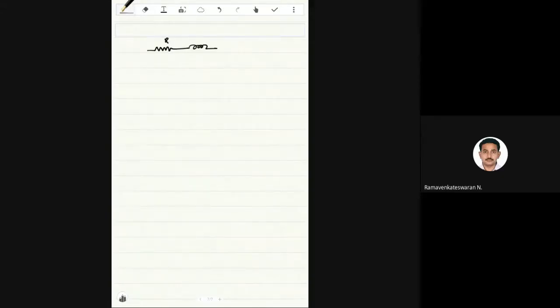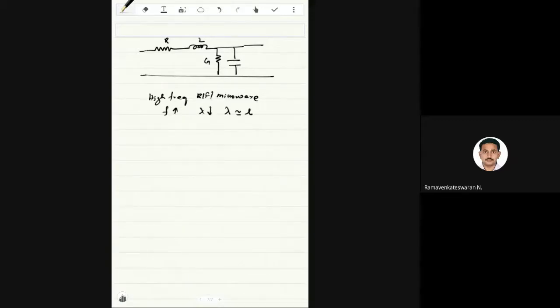There is R, L, G, C. These are the lumped models for high frequency transmission lines. Always I will tell you these are high frequency lines, RF or microwave. Since it is a higher frequency, the wavelength is very small, so the wavelength becomes comparable to the physical length. Sometimes it will be less than the physical length, because the frequency is getting higher.